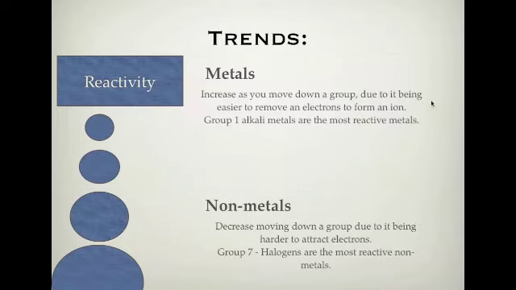So group 7, really reactive, but as you move down, you go from fluorine to chlorine to, what's the next one? Bromine, I think. And then you have iodine. Iodine, you can see it as a solid. You can see solid iodine, but you really rarely get to see the chlorine and fluorine gases in their elemental state because they're so reactive. Same idea with metals, on the other hand.